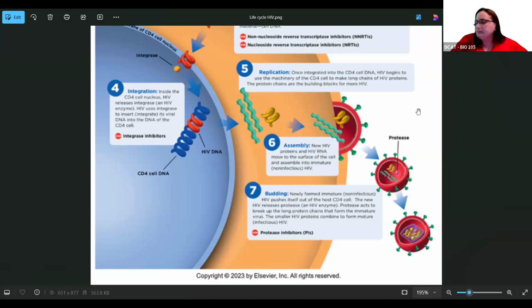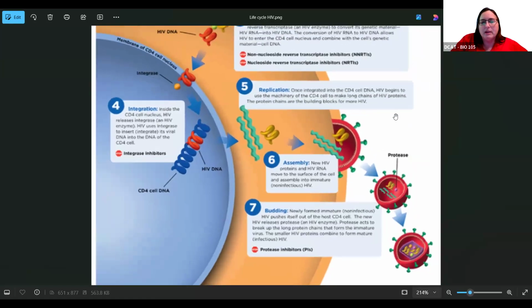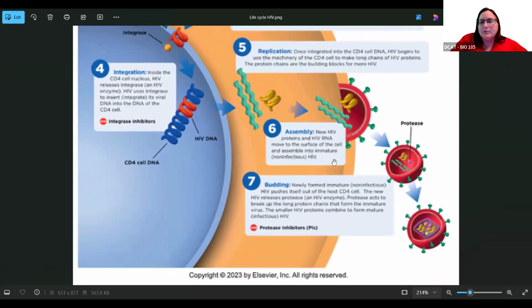So now, y'all, I realized last night when I was making PowerPoint copies that I did not put step 6, assembly, in the PowerPoint. And so you'll need to make a note of this, write it somewhere, or print out this picture. Make sure you put a mark there. You will need to know about assembly. I just didn't realize that I didn't put it on the PowerPoint, okay?